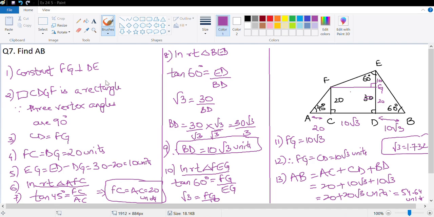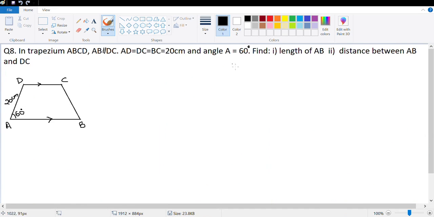The next question that we're doing is question number 8. It says in trapezium ABCD, AB is parallel to CD, AD is equal to DC is equal to BC is equal to 20 units or 20 centimeter. Angle A is 60 degree. We need to find AB and the distance between AB and DC. So let me just draw the perpendicular. This will help me find the distance, and let's draw this perpendicular as well.